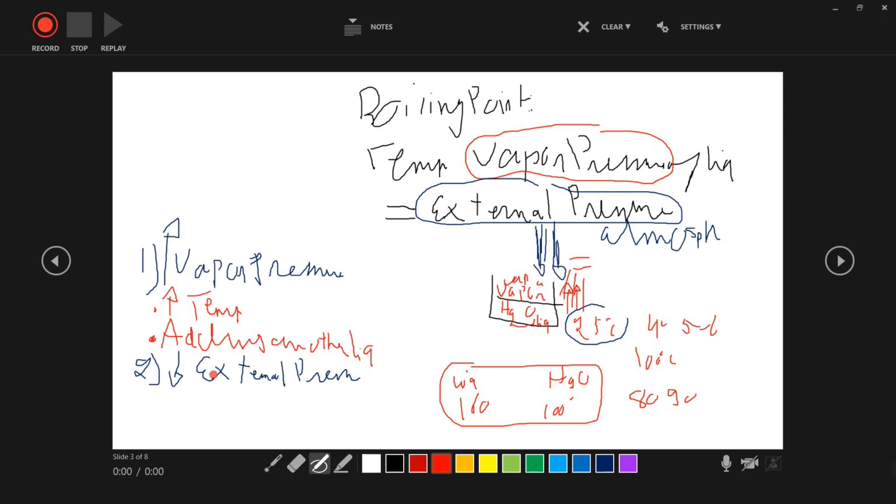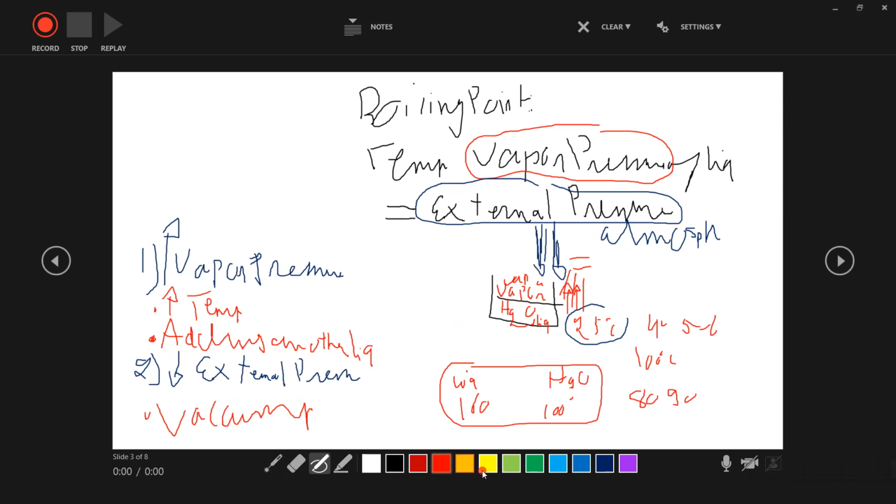What else can I do? I can decrease the external pressure in order to reach the vapor pressure. How can I decrease the atmospheric or external pressure? By using something called a vacuum. A vacuum pump will absorb or take the air, so it will decrease the pressure.